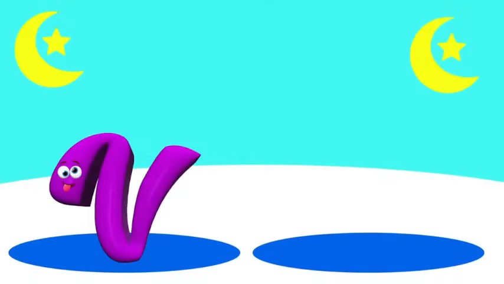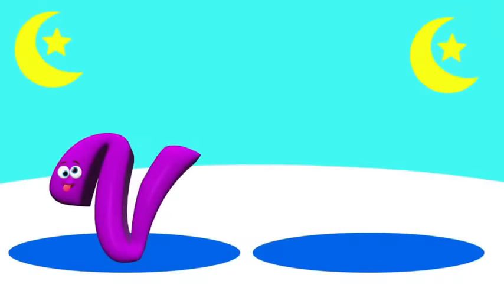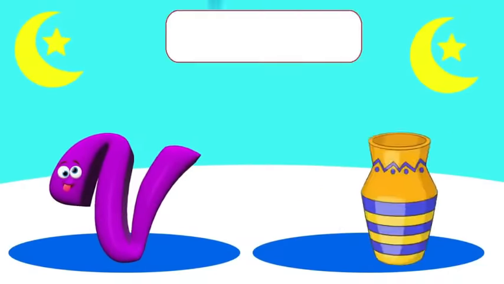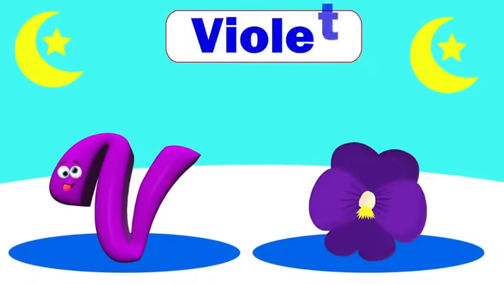V is for vase, v v vase. V is for violet, v v violet. V is for v v v v vase. V is for v v v v violet.